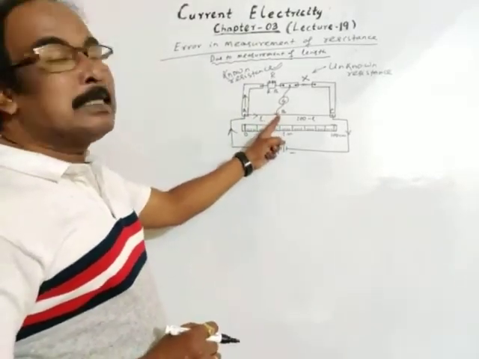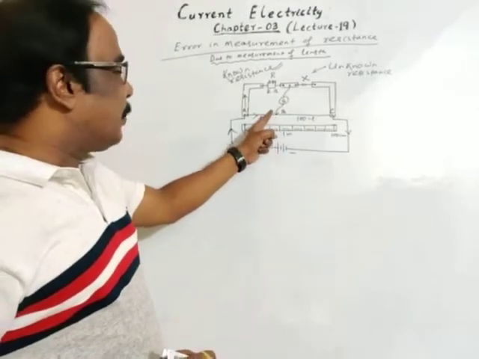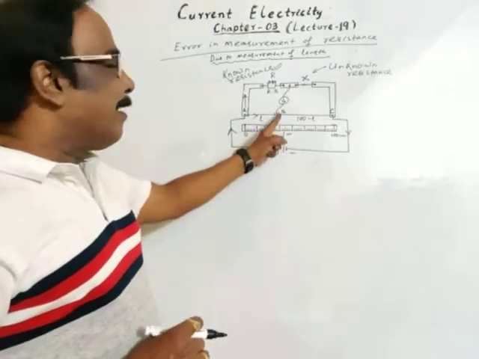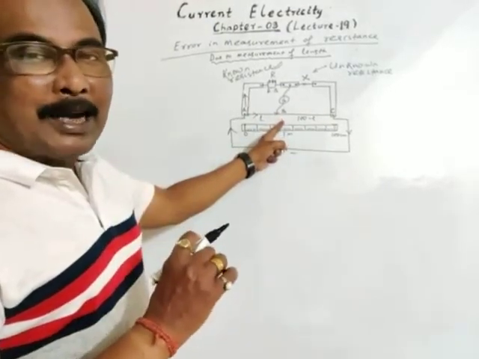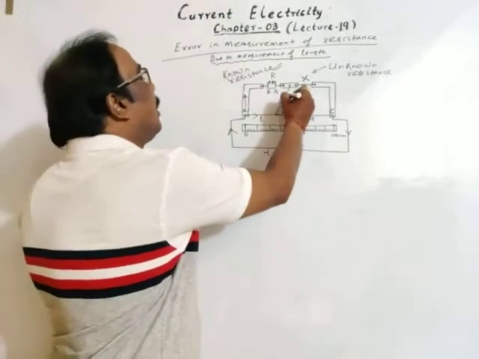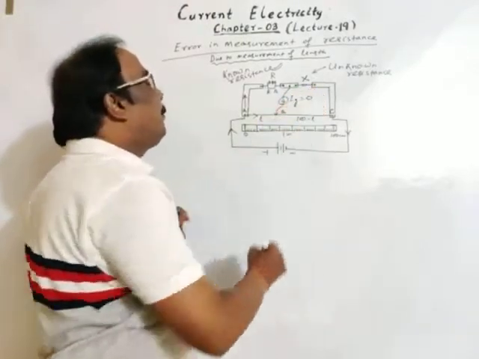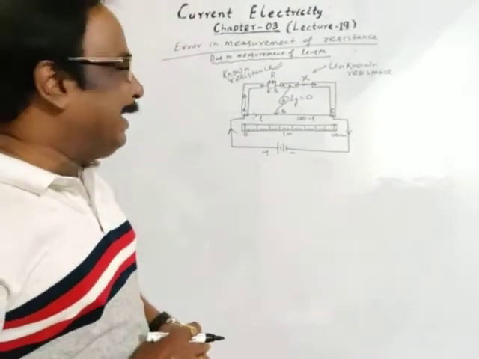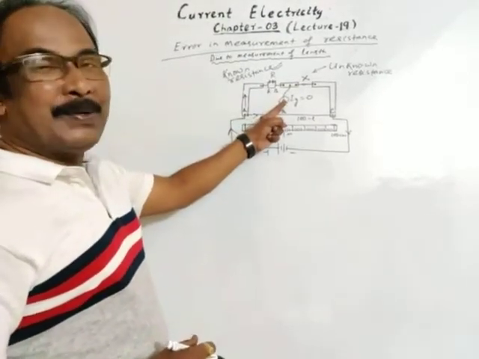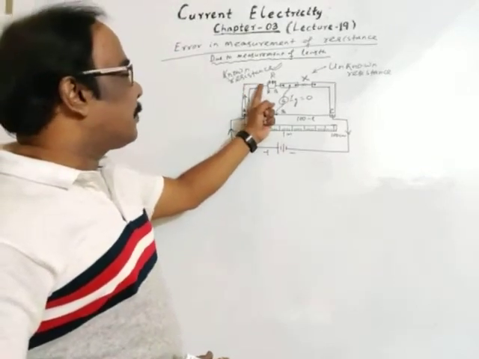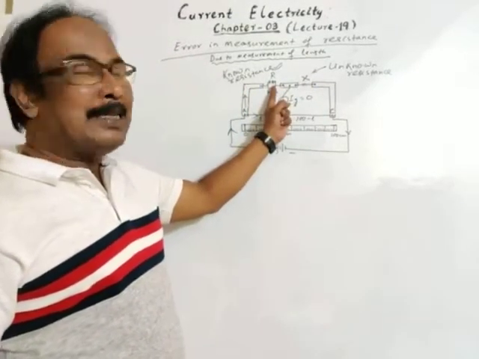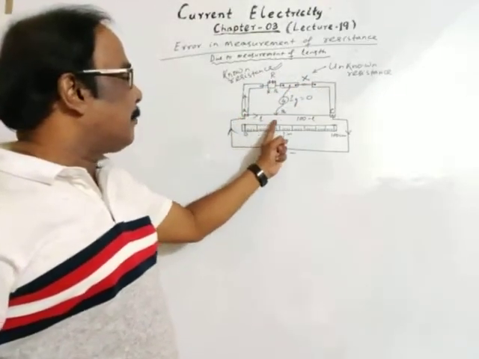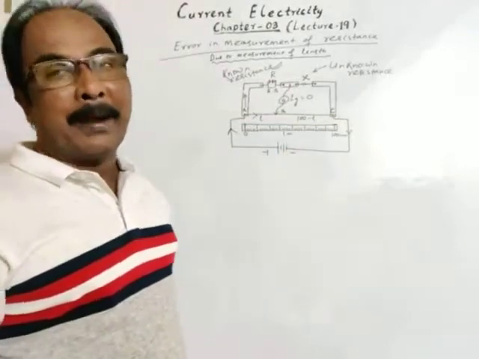Here, this is the jockey. As we have discussed, the jockey slides on the wire till a balance point or null point is obtained, at which the galvanometer shows 0 deflection, or no current flows through the galvanometer. Then one branch of current flows through the known resistance and unknown resistance, and another branch flows through this wire.